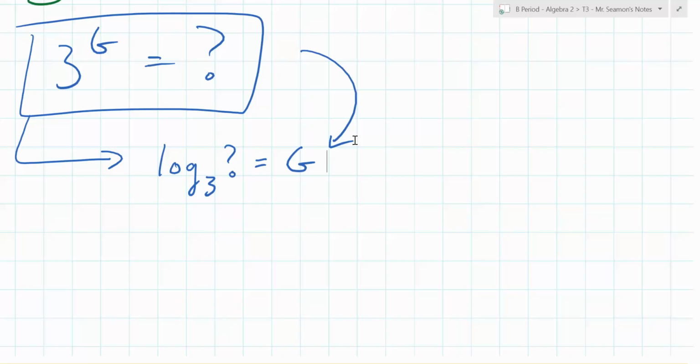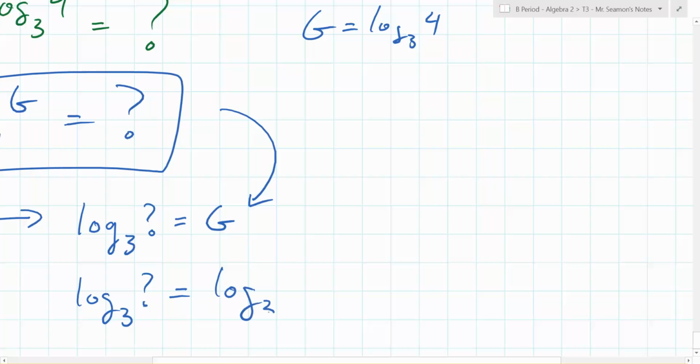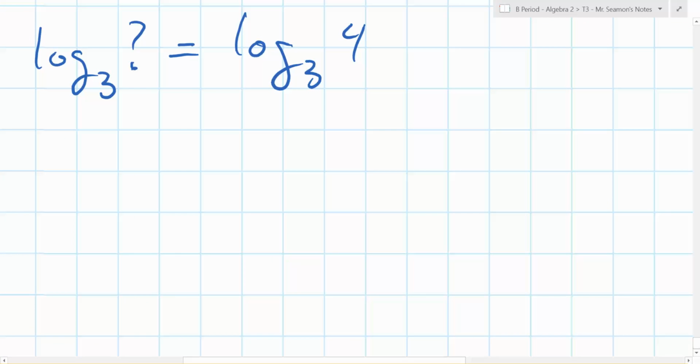But what did G equal? Log base 3 of question mark is equal to log base 3 of 4, right? Oh, wait a minute. Let's look at this. So what does question mark equal? 4.